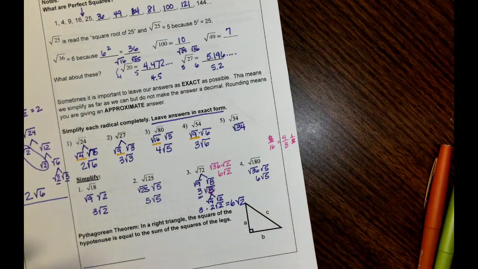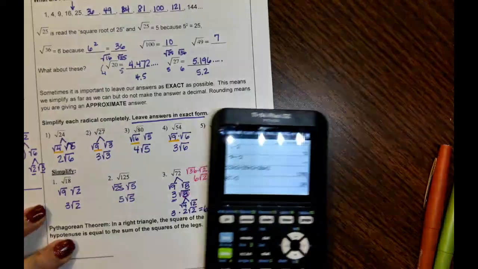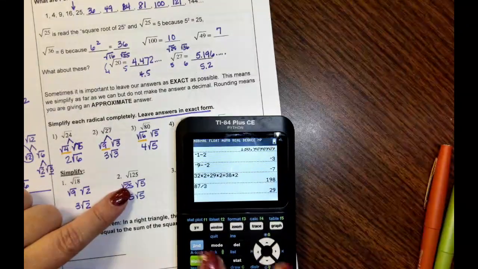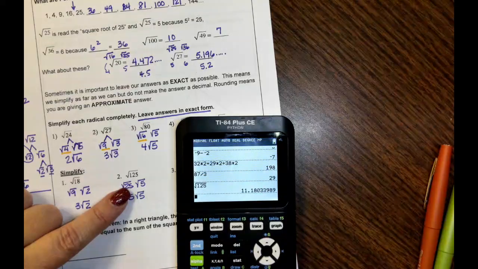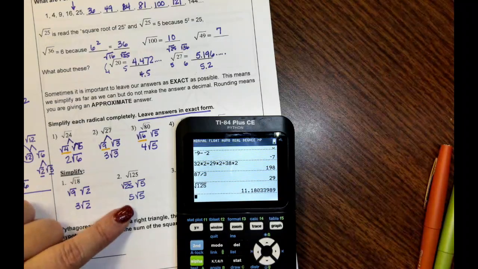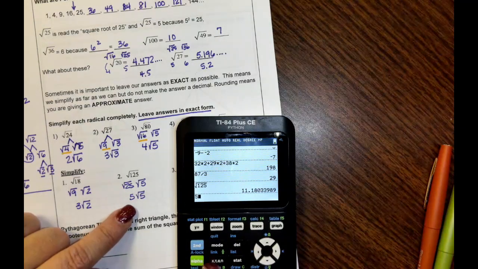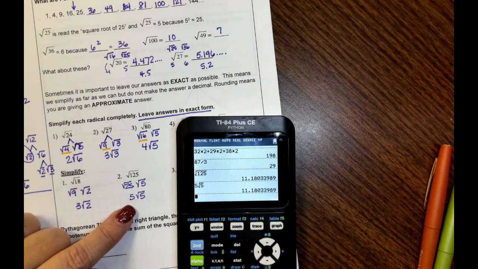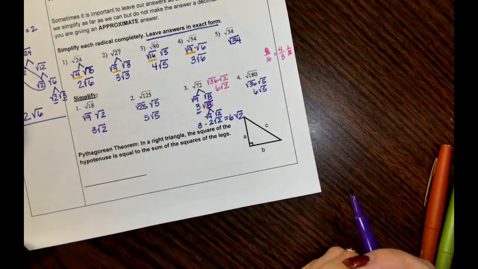So if you notice, say this one right here, the square root of 125. The square root of 125 is approximately 11.2. Just to do a quick double check, 5 times the square root of 5 is also, see, they're the same. All we did was simplify it, just like we do when we reduce fractions. Okay? Now, how does that come about when we're dealing with Pythagorean theorem?